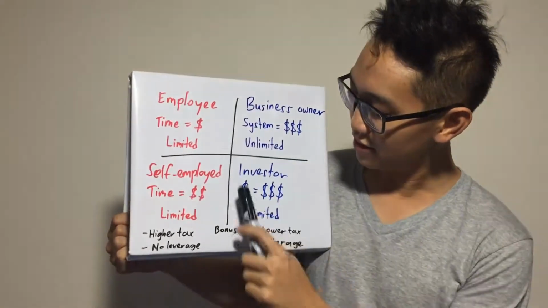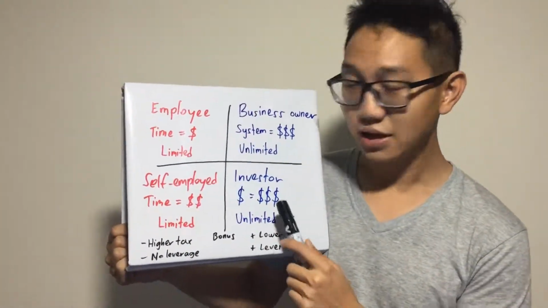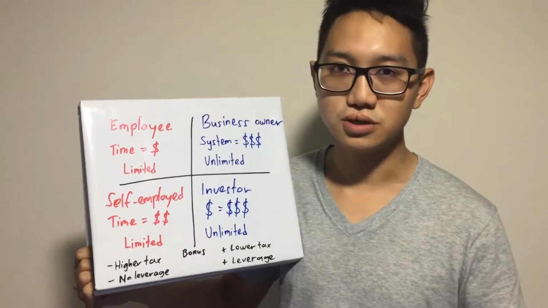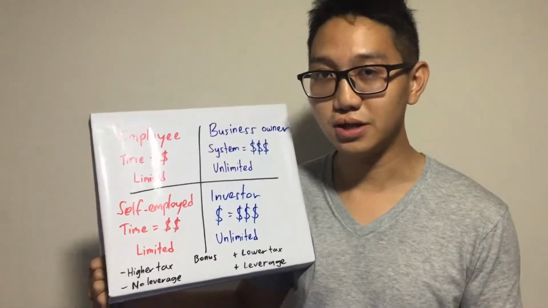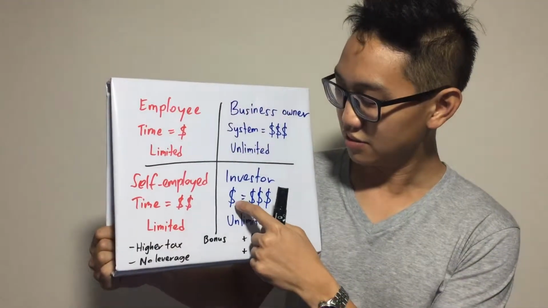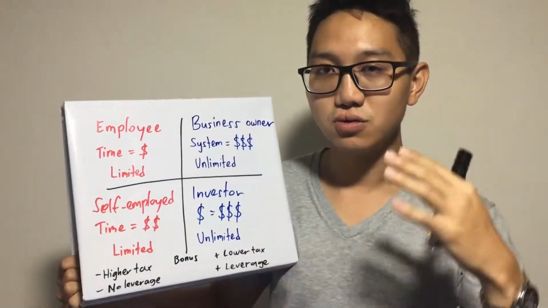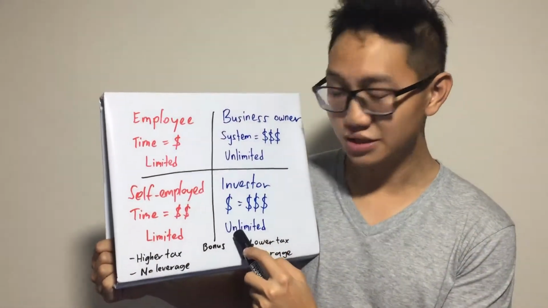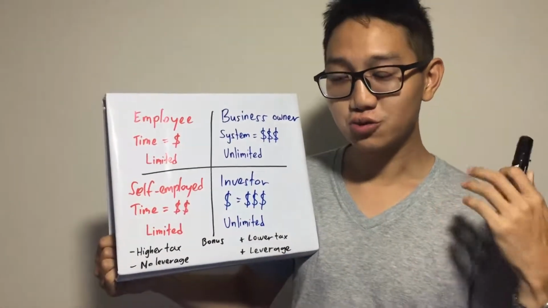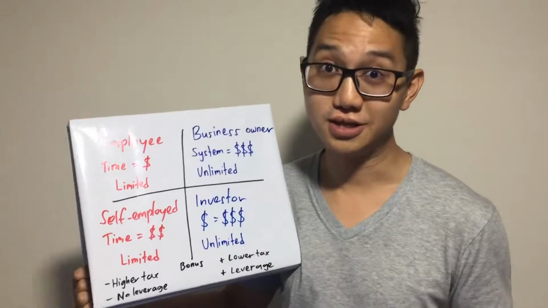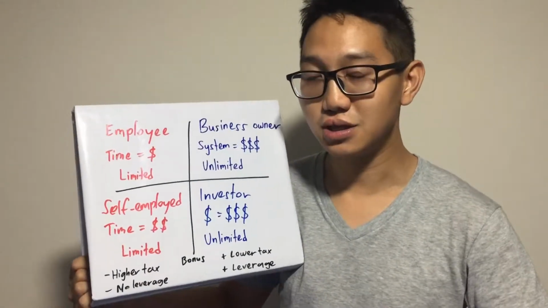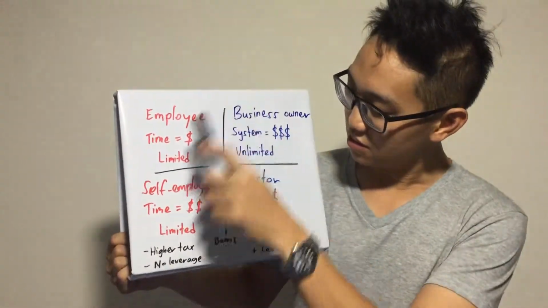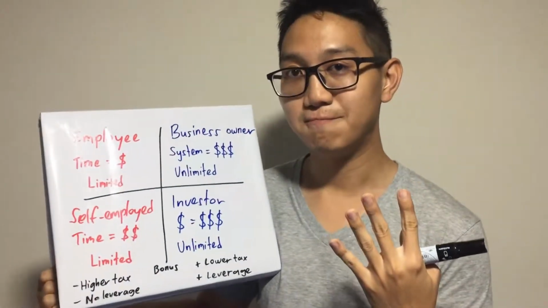Last but not least, the investor quadrant. An investor is someone who puts money into an investment vehicle, such as the conventional ones: stocks, bonds, and real estate. That money then makes them more money, so your money works hard for you. Also in this quadrant, the earnings are unlimited. You can put in more money to make more money. You can even borrow money from the bank. This is where leverage comes in, using other people's money to earn more money. So these are the 4 ways to earn money in this world.